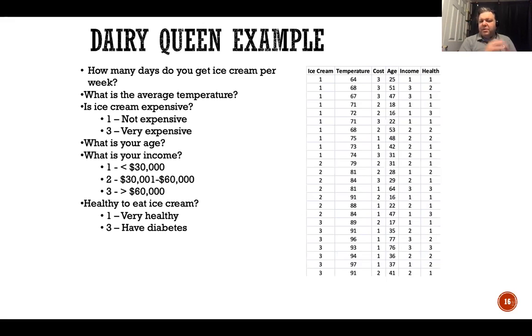And what we're going to do is put it into Excel and create a regression analysis. In other words, how many of these variables really influence the ice cream consumption per week? Does everybody understand that? Any questions? Any comments?